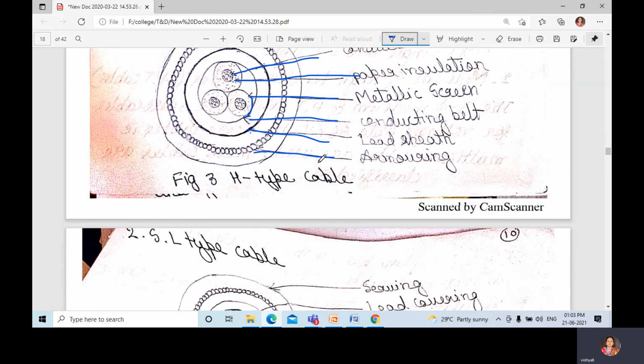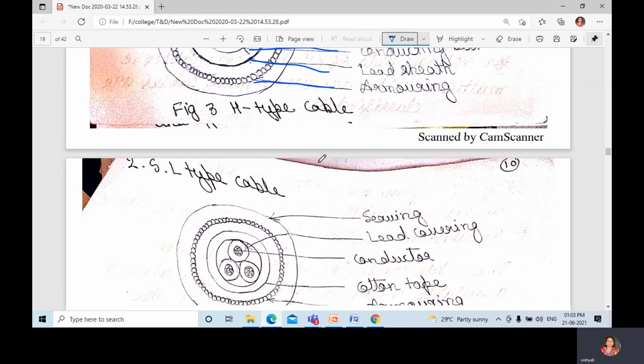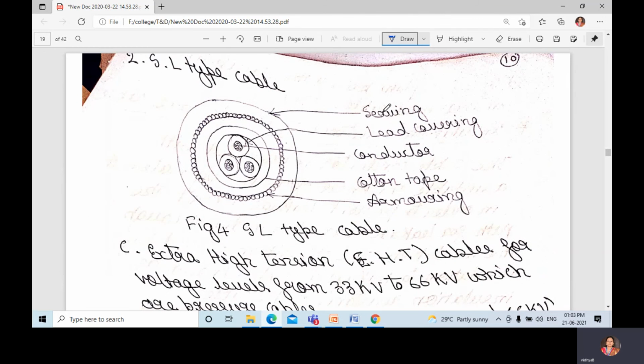See H type, figure 3, that is an H-type cable. Next is the SL type. SL type is this one. If you observe, this is the same 3-core cable. 3 cables you can observe here. Conductor, and this is a lead covering or lead sheath, we can say, and this is a cotton tape, and this is an armoring, and this is a serving.